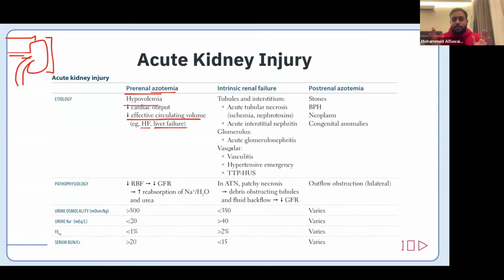Now, what will the kidneys do in this case? They think, okay, I'm not getting enough blood. What will I try to do? Two things. Number one is that the kidneys itself will sense low pressure and sense low sodium. So what mechanism will be activated?